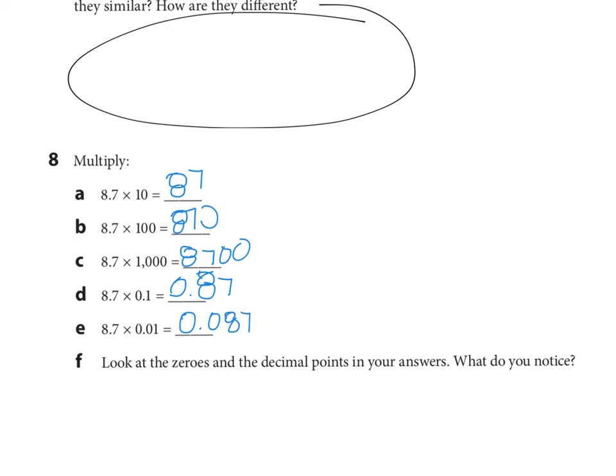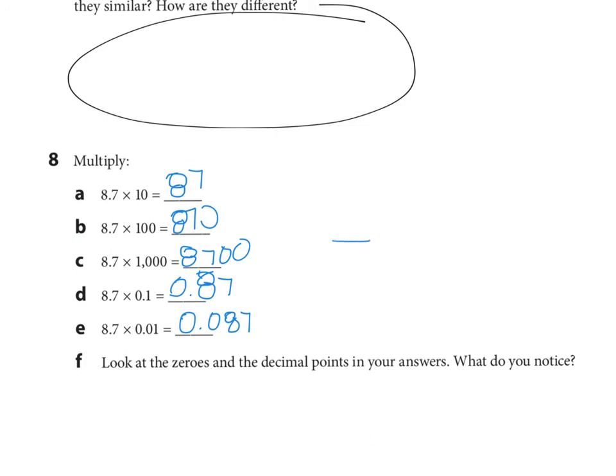So if you think about place value, this will help answer your next question. Look at the zeros and the decimal points in your answer. What do you notice? Well, I notice that when you multiply by a whole number power of 10, like 10 or 100, you move the decimal to the right by the number of zeros in the power of 10. When you multiply by a power of 10 less than 1, like 1/10 or 1/100th, you move the decimal point to the left by the number of digits to the right of the decimal point.